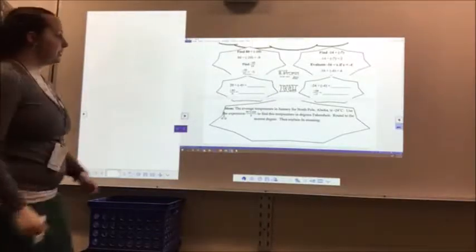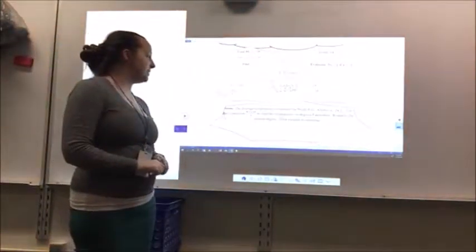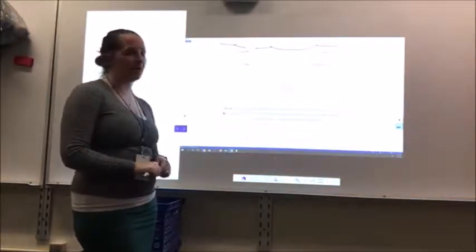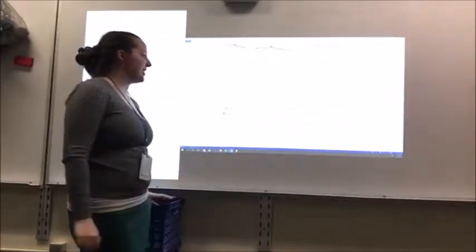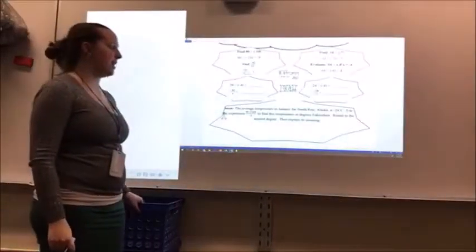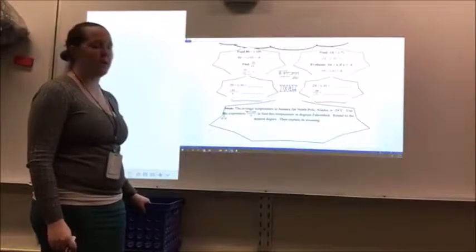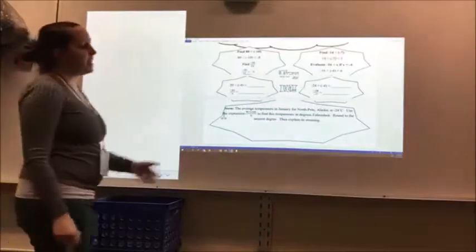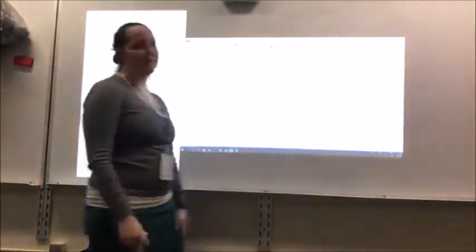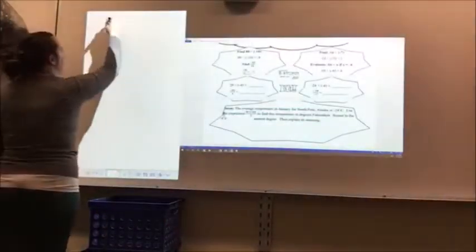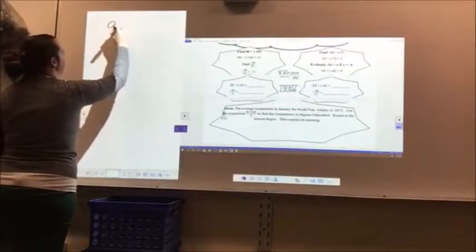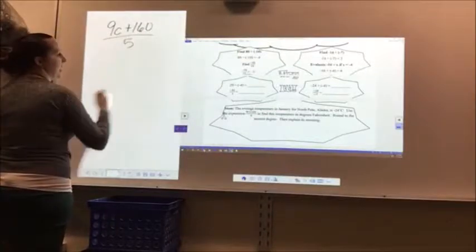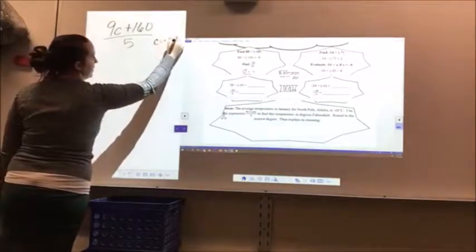All right, now the last one I have says STEM, the average temperature in January for North Pole, Alaska is negative 24 degrees Celsius. Use the expression 9C plus 160 divided by 5 to find this temperature in degrees Fahrenheit. Round to the nearest degree, then explain its meaning. So it wants me to substitute in negative 24 for my C, my variable. So my equation is 9C plus 160 divided by 5, and C equals negative 24.